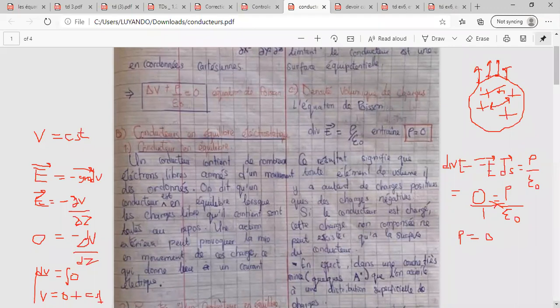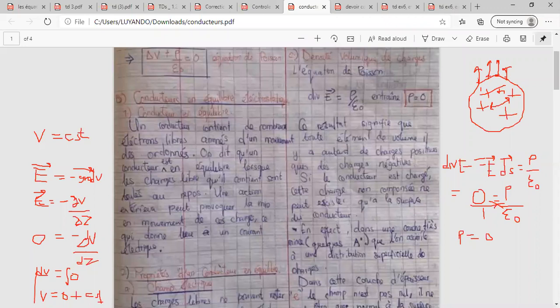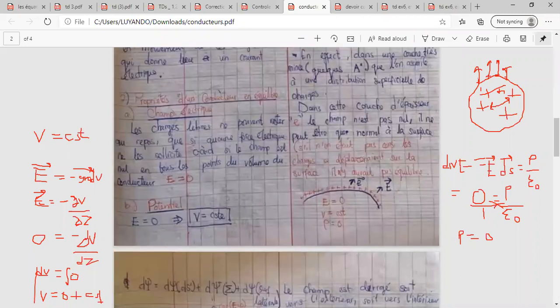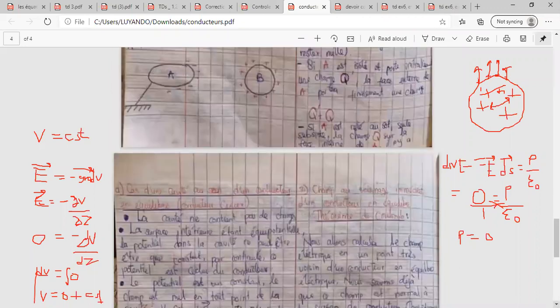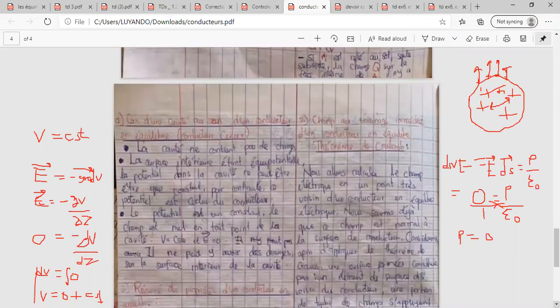So now we're going to move on. Now we're going to talk about the same conductors. They're saying a case where we have a cavity in a conductor. So I'm going to give an example of a car. A car is made up of metal. Let's say a car is a conductor. So it's got a cavity inside. It's hollow inside. There's space inside.